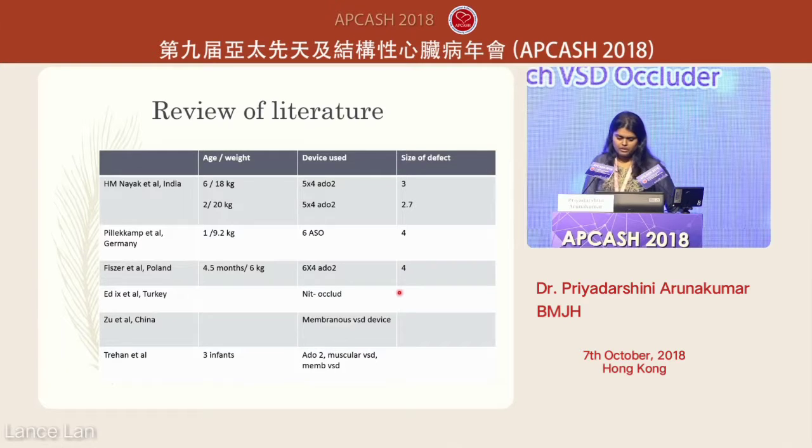I did a brief review of literature where I've just mentioned the ones where I could find the age, weight, the device, and the size of defect, but there were many other case reports for which I couldn't get all the details. The most frequently used device appeared to be AD02, and then there was one septal occluder, and some had used a duct occluder, membranous VSD device, and muscular. Almost everything had been attempted.